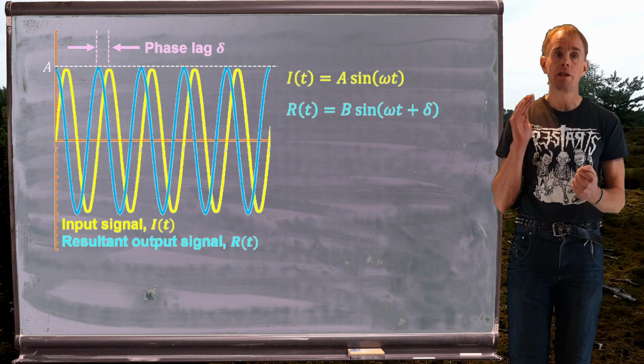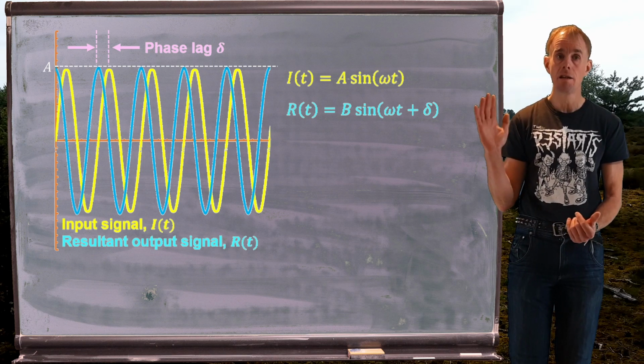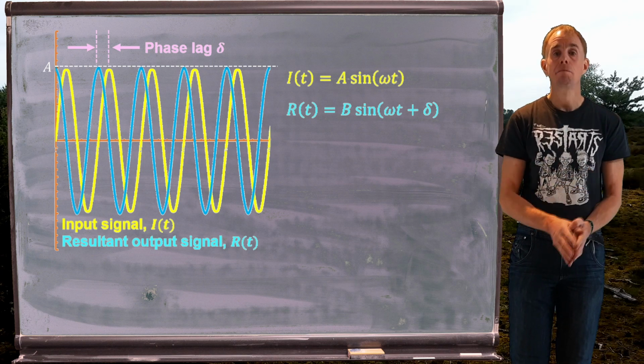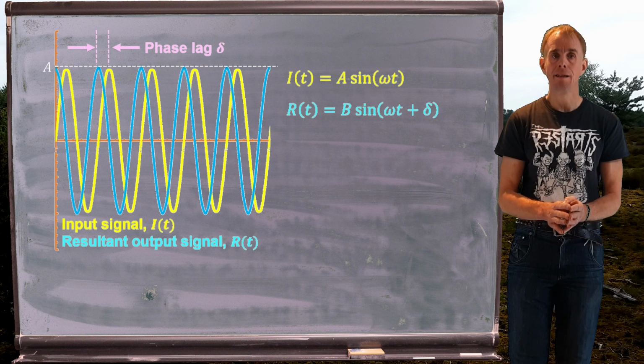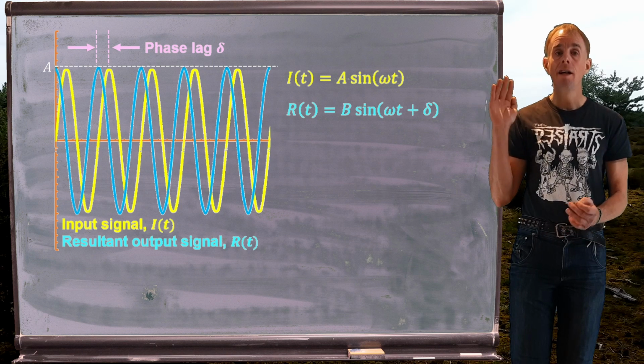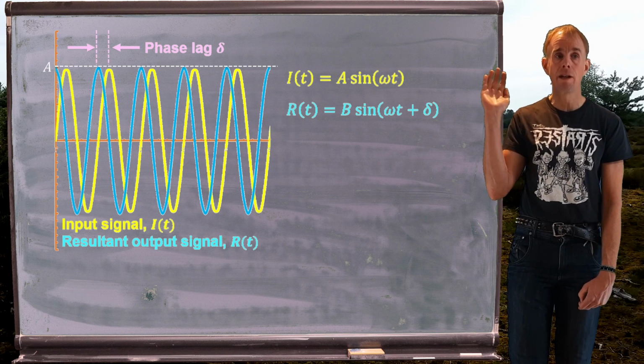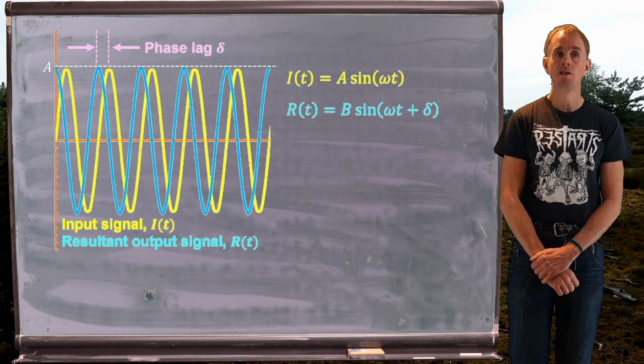We acknowledged that the amplitude might change, so the amplitude of the resultant signal r of t is now B, and the phase might have lagged or led a little bit. So I've got the same frequency, omega t. However, I've got omega t plus delta, where delta now is that offset that I've labelled in the graph between the two peaks of the respective signals.